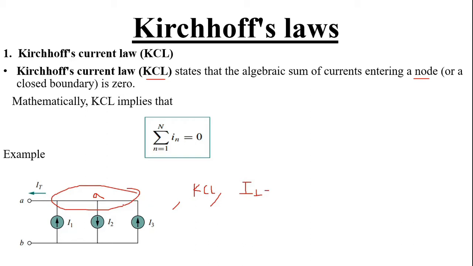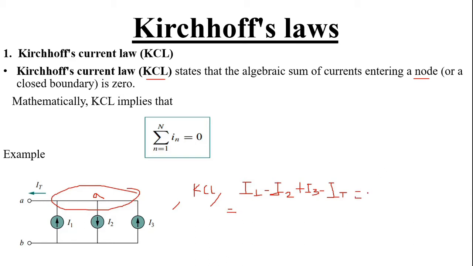Minus I2, because I2 is leaving node A, plus I3, minus IT. That means the total current flowing through the circuit, IT, is signed as negative since it is leaving node A. So this can be rewritten. Actually, I missed the equals 0 here.